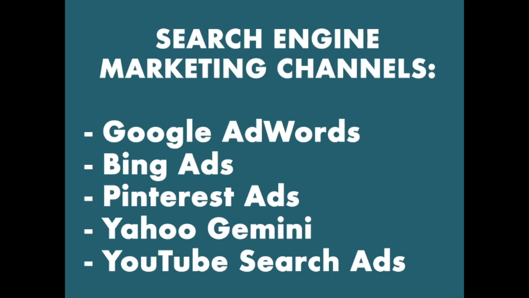Yahoo Gemini. So Yahoo doesn't have the greatest advertising platform, but their Gemini platform is their search engine marketing channel. We don't really use it because I've never been able to get great results from it. Another example, kind of unique, YouTube search ads. So if you go to YouTube right now and search marketing, search anything, you'll see a couple ads pop up. So those are considered search engine marketing ads because YouTube is a search engine. When someone goes in and types something into YouTube and their ad shows up, that's considered a search engine marketing ad, because you're targeting someone with your advertisement through a search engine.